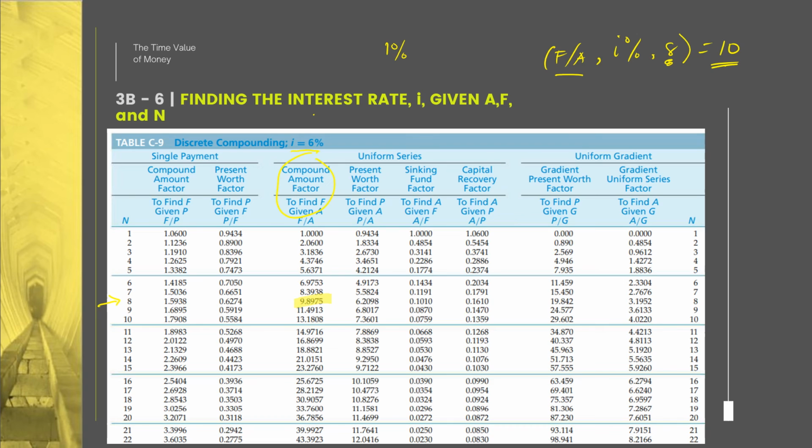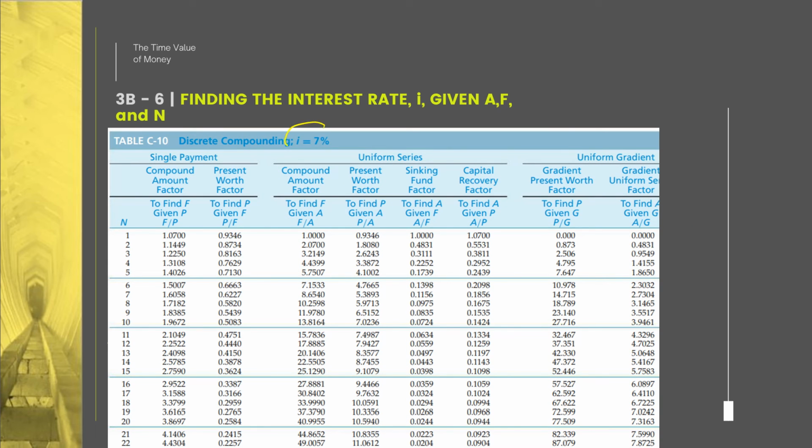So I started by looking at 1%, the F over A column, and the row where N is equal to 8. I was looking for 10. I went through 2, 3, 4, 5, 6. When I reached 6%, it is 9.89. Then for 7%, this is what I equal to 7% looks like. In the F over A column, at 8, it is 10.2598. Therefore, the qualified values for our interest rate are I equal to 6% and I equal to 7%.